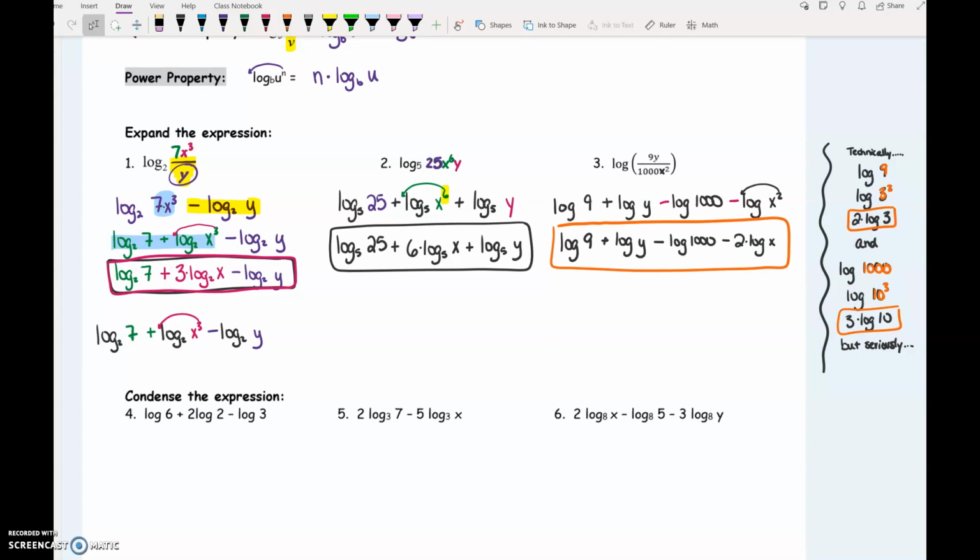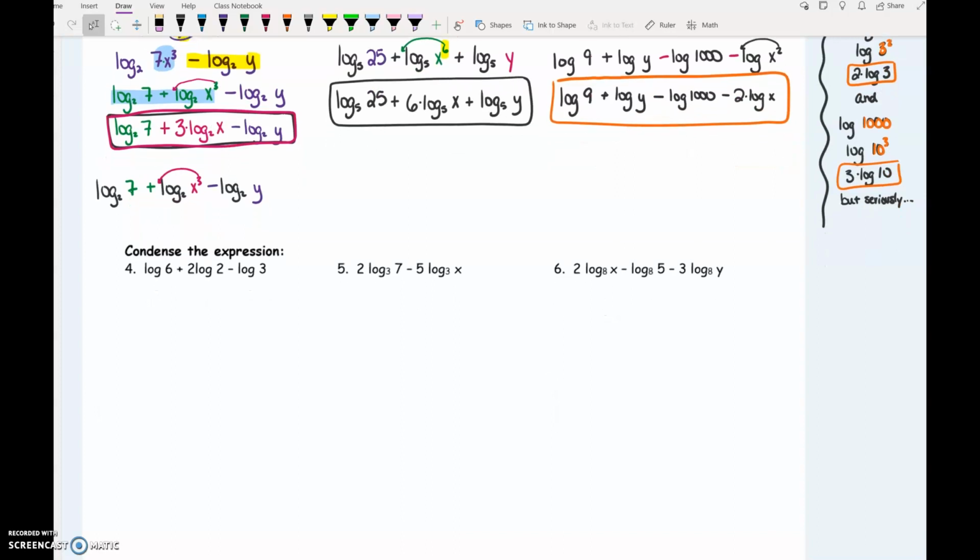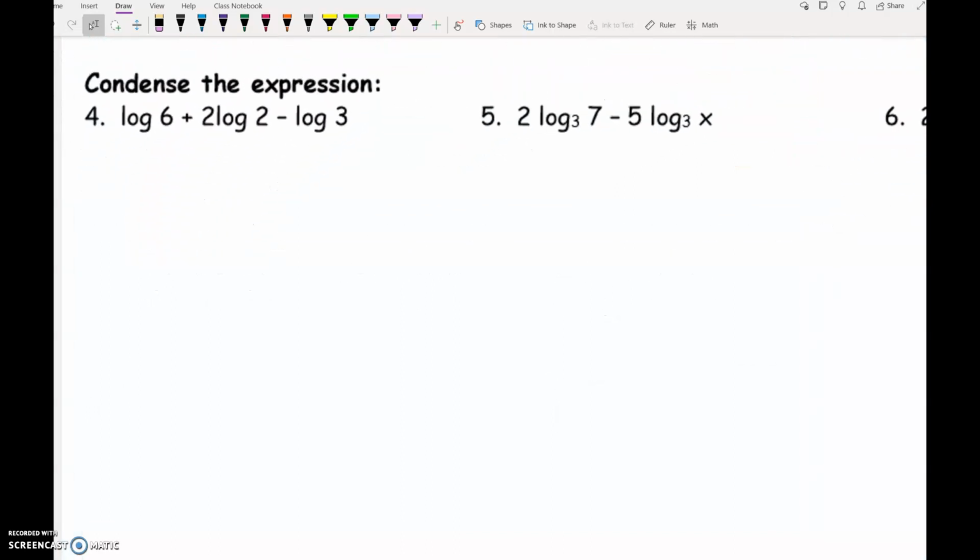Okay, everything we do in math, there's a way to undo it. So if we know how to expand, the next step is to condense. So now I'm going to give you the answers that we just got, and we're going to go backwards to get to what we started with. And I really should change these examples. I don't love these examples.